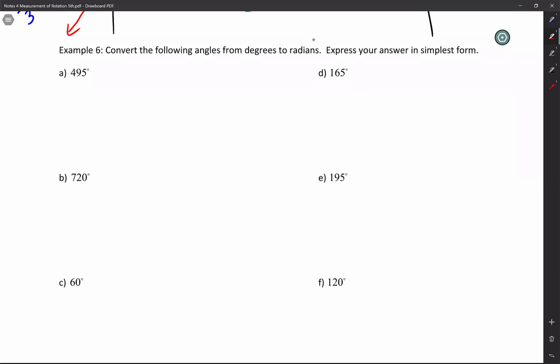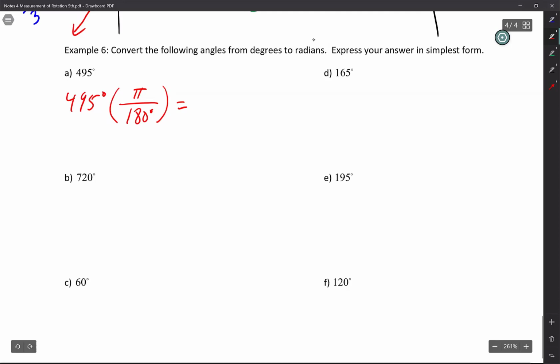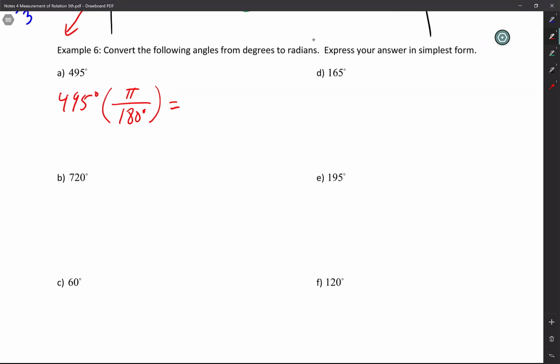So I have 495. I'm going to write 495, put a degree symbol. And since I want to cancel out degrees, I have to put the degree in the bottom. 180 degrees in the bottom, put a pi on the top. And then I just go ahead and multiply this out. I leave it in terms of pi. So if you have a TI Inspire CAS, it will tell it to you in terms of pi. If you do not have a CAS, just do 495 divided by 180 and then turn it into a fraction.